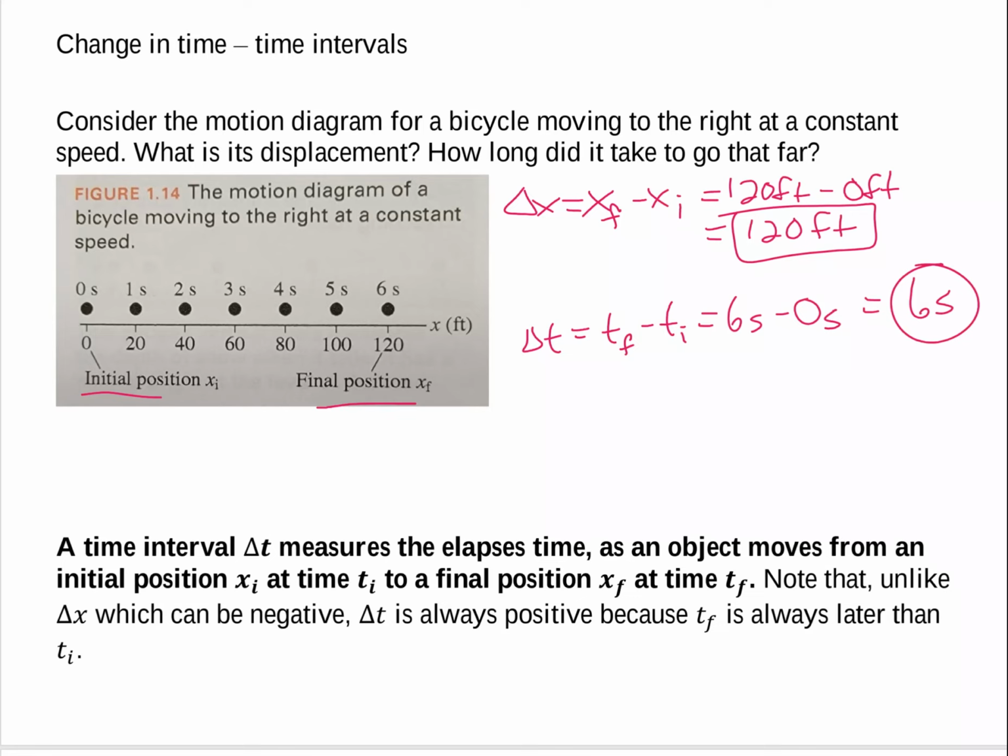All right, a time interval, delta t, measures the elapsed time as an object moves from initial position x sub i at time t sub i to final position x sub f at time t sub f. Note that delta x can be negative. Delta t is always positive because as time goes on, t sub f is always going to be bigger than t sub i. Time has to go on, right?